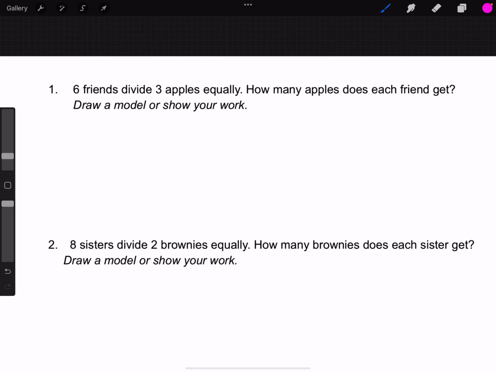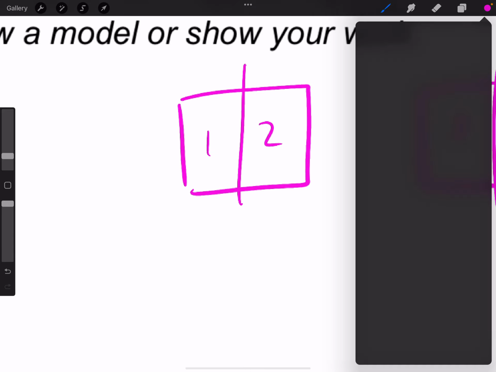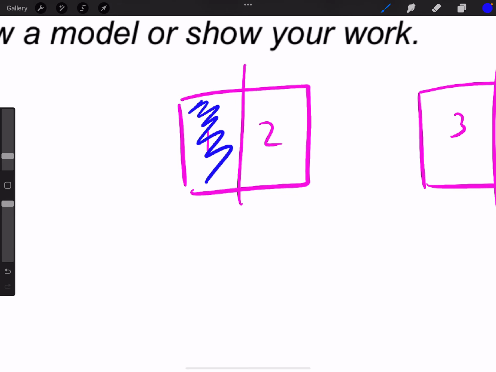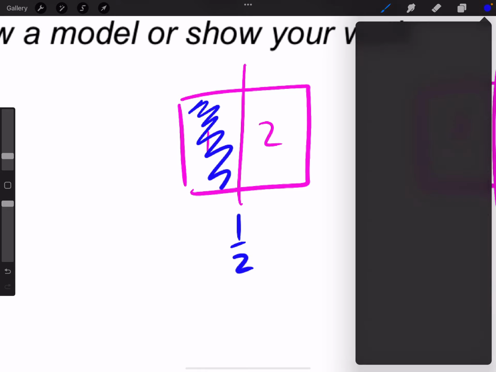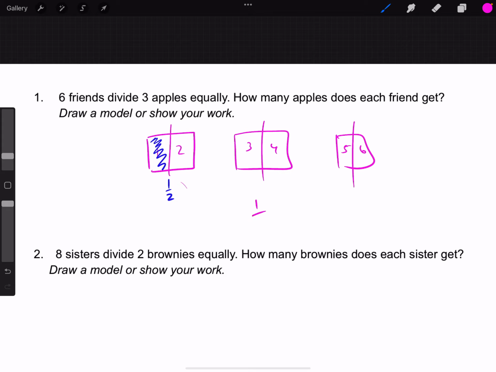So there's different ways to show it, but if I have 3 apples, I could just represent the 3 apples with 3 boxes. There's my 3 apples right there. And if 6 friends get an equal amount, I can split them. And then I have friend 1, friend 2, friend 3, friend 4, friend 5, friend 6. So to figure out how much that is, I'm just going to zoom in on 1 apple. And each friend is going to get that much, which is half an apple. So again, there's different ways to show that, but ultimately the answer is each friend gets half an apple.